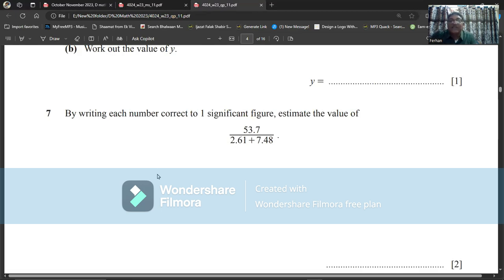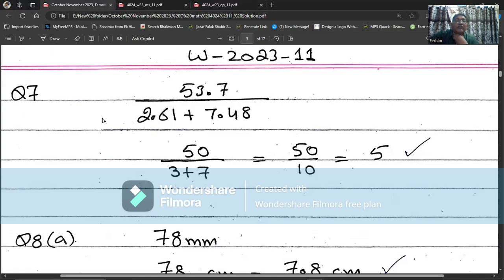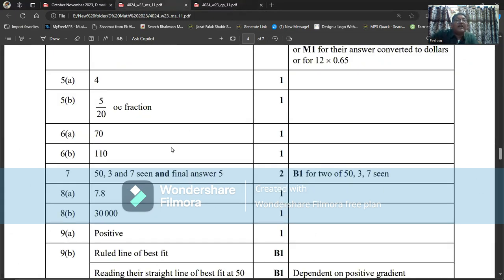Question number 7 is showing up on your screen and it says, by writing each number correct to one significant figure, estimate the value of the expression. So I will convert this 53.7 into 50, 2.6 will be 3, and 7.48 will be 7. So it will become 50 divided by, and in the denominator you have 3 plus 7, so you will have 50 by 10, and that will be 5. So my answer is 5. Do we have that answer here? Yes, the answer is 5. So our answer is right.